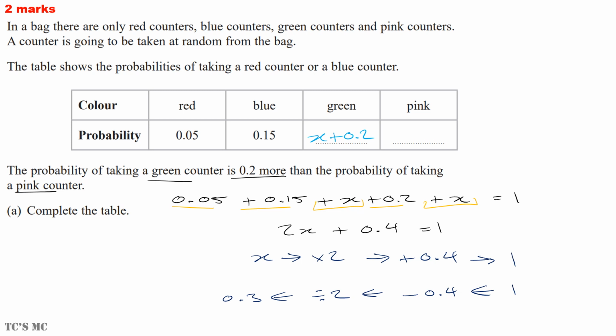Now, instead of x, we can say that it is 0.3. And instead of x plus 0.2, we can say that's 0.5. For having both of them, we get a second mark.